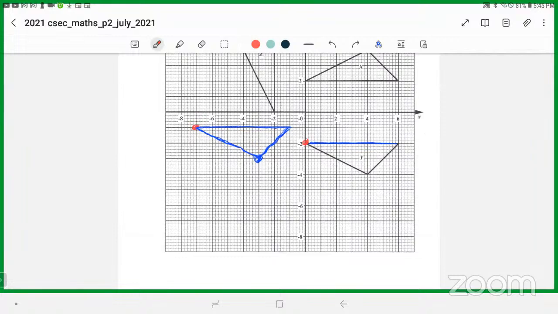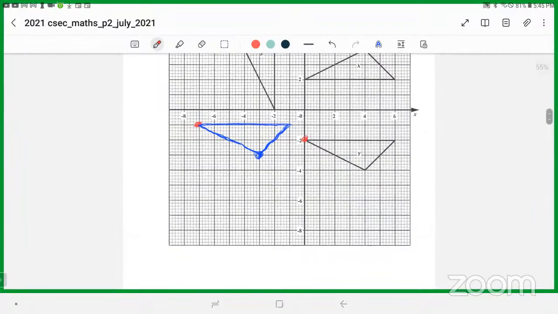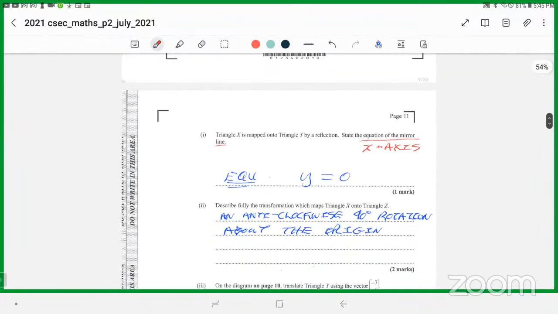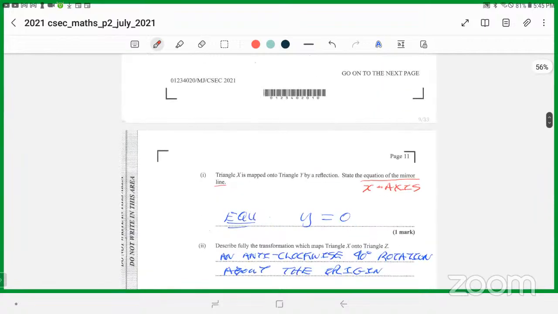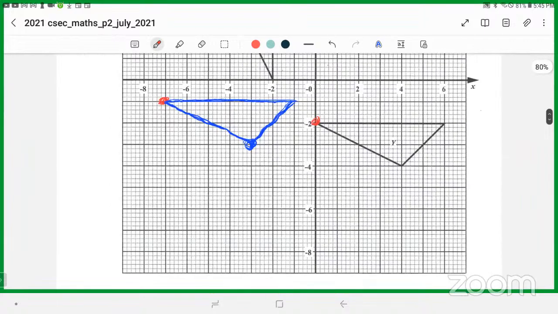All right, so next one now. Oh, I almost forgot to label it V. Label it V, right? So we're going to label this one V.